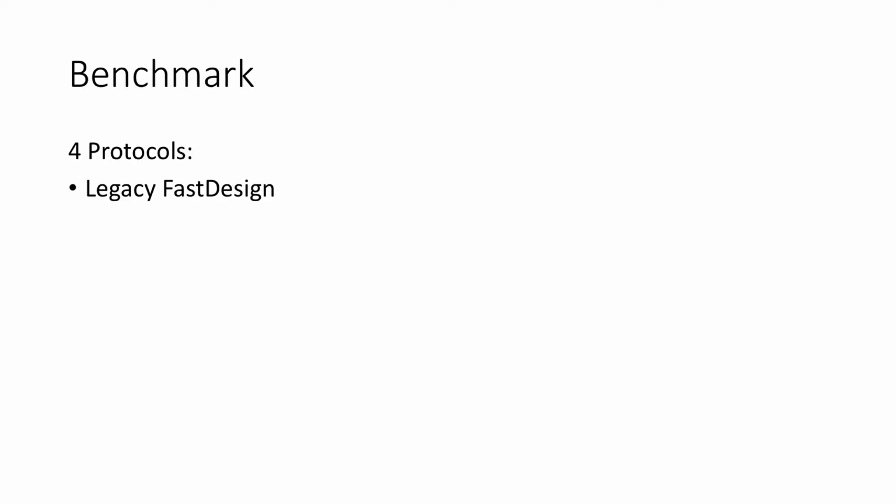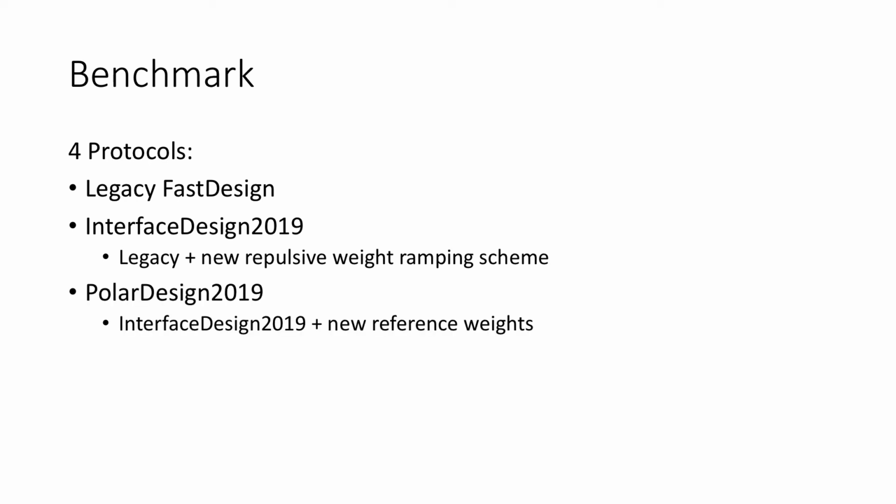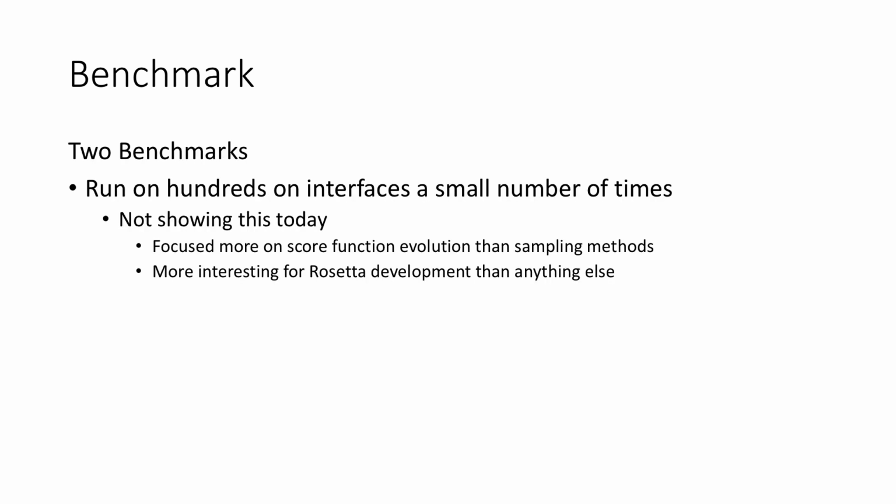There are 4 protocols for benchmarking. So the control, which doesn't have my fingerprints on it at all, is legacy fast design. The first thing we introduce is the steric surplus fix, so interface design 2019. And then you move this sampling bias towards this non-natural amino acid distribution in Polar Design 2019. And then finally, you precede Polar Design 2019 with Monte Carlo HBNet in the manner that I mentioned before, where you only assign some of the states of the interface and then allow Polar Design to come in for the rest. I ran 2 benchmarks.